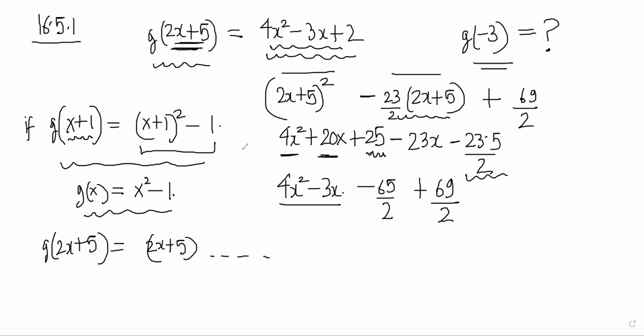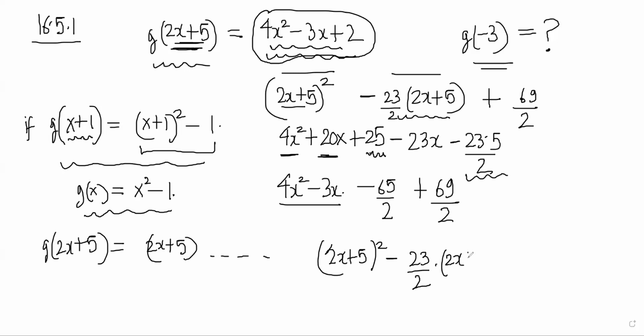What am I trying to do? I'm trying to write this thing in terms of 2x plus 5. I'm getting (2x plus 5) whole squared minus 23 by 2 times (2x plus 5) plus 69 by 2. That is equal to g of 2x plus 5.